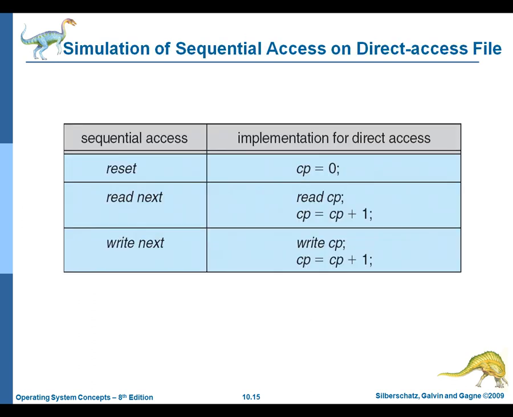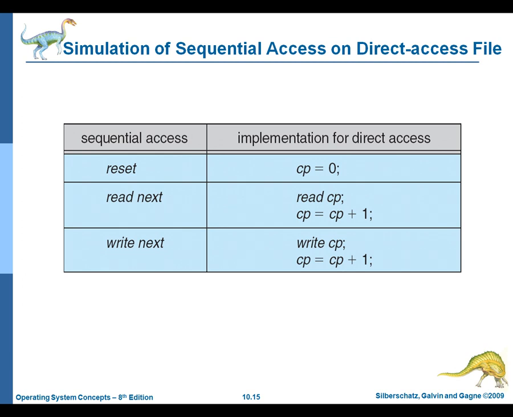So there is a small comparison. This is a simulation of sequential access on direct file access. On your left-hand side there is sequential access, and there are three things written: first is reset, read next, and write next. These are the three options in sequential access, and we see how to implement these three actions using direct access. A small piece of code is written here.